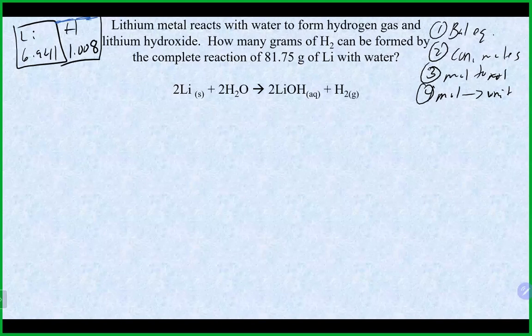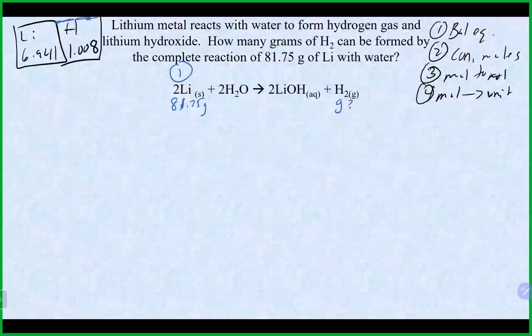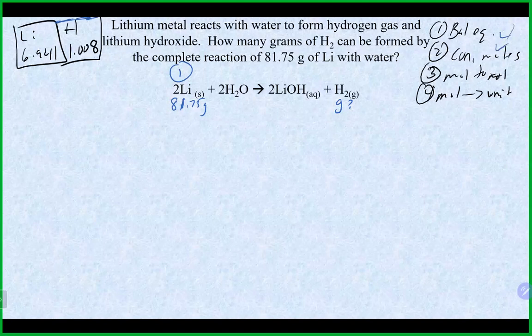Okay, let's take a look. So again, I'm going to follow these 4 steps. Step number 1 was done for us, which is balance. Again, in this case, we're taking 81.75 grams of lithium, and we want to know how many grams of H2. So step number 2, which is convert to moles, we do need to do. And again, we could get that from the periodic table. So for lithium, it's 6.941 grams per mole.